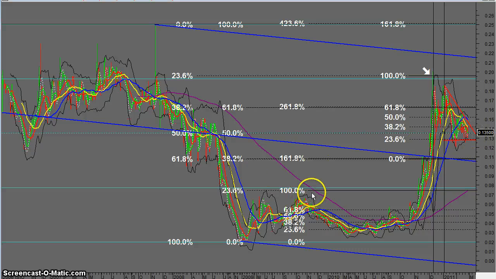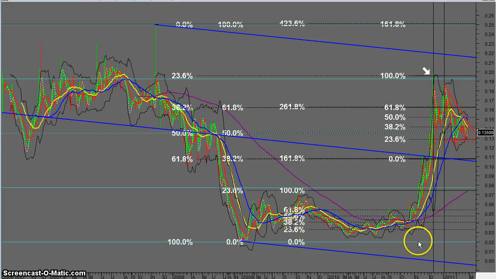What I've done in here is the reverse fib from this high back down to the low, and it's thrown up our 161 target right in here. As we can see, as it hit it, it was right up against the midline of the Andrews pitchfork taken from that low, high and low. So it hit that target perfectly, retraced back, and then went up through it. The 261 target was around here, so we basically went through that target.